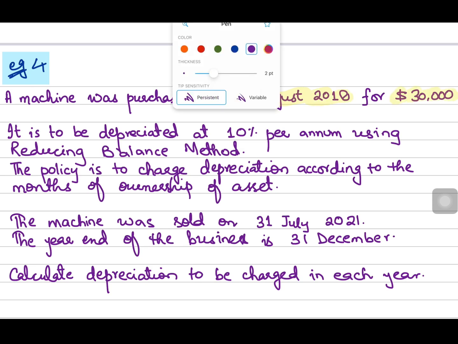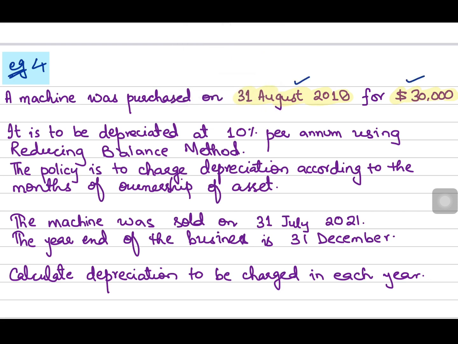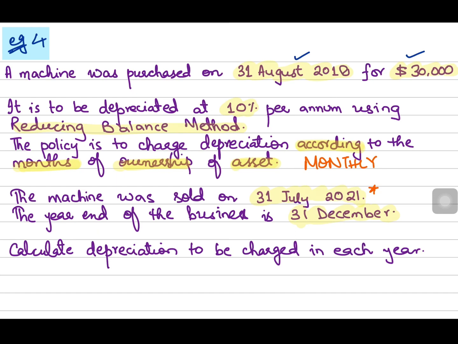So we have the cost and we have the date as well. It further says that it is to be depreciated at 10% per annum using the reducing balance method. Very good. Now the policy is to charge depreciation according to the months of ownership of the asset. That is, we will be following the monthly basis policy. The machine was sold on 31st of August 2021, very important date, and the year end of the business is 31st December. Okay. The requirement is to calculate depreciation, which is to be charged in each year, that is from 2018 till 2021.